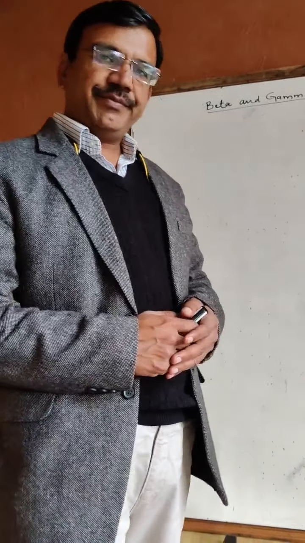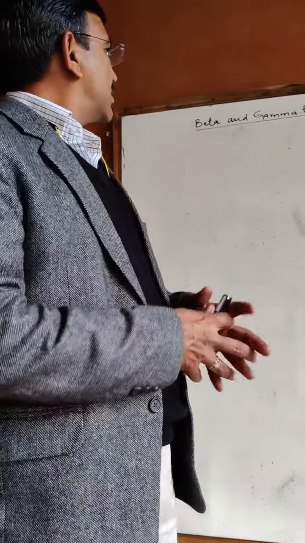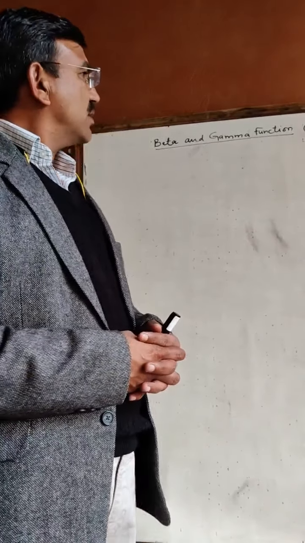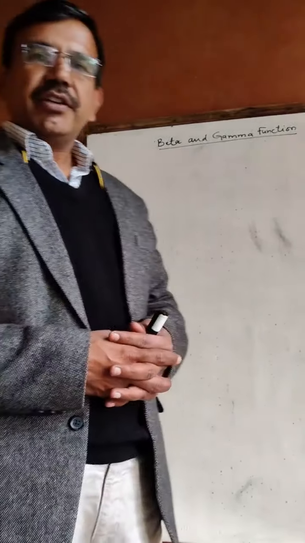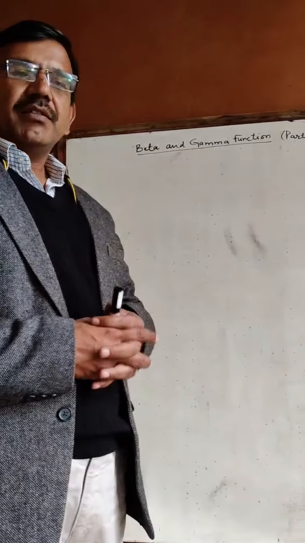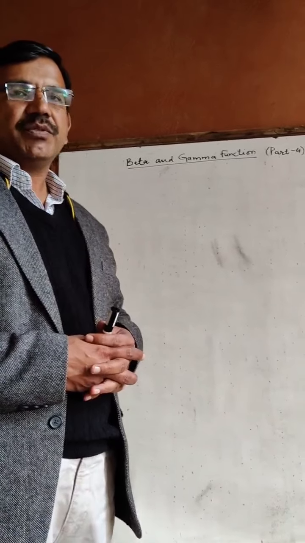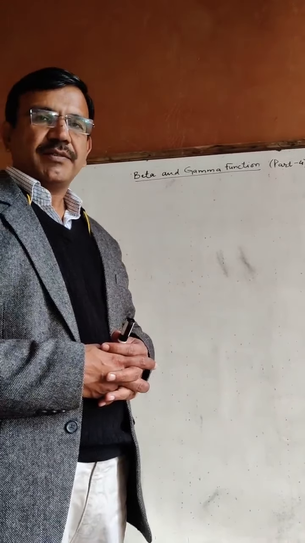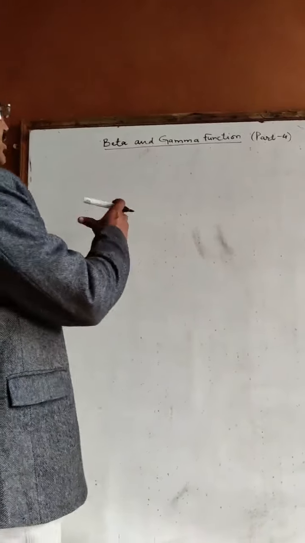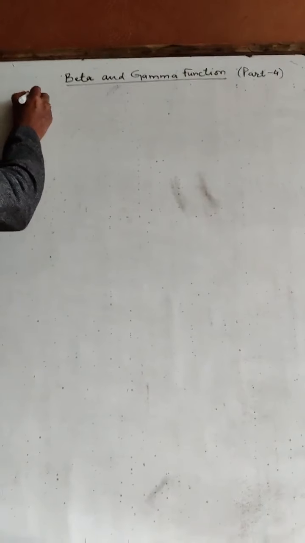Hello students, in our series of beta and gamma function part 4, we will discuss two important results. One is the relation between beta and gamma function, and the second is the duplication formula. So we will start with the relation between beta and gamma function.